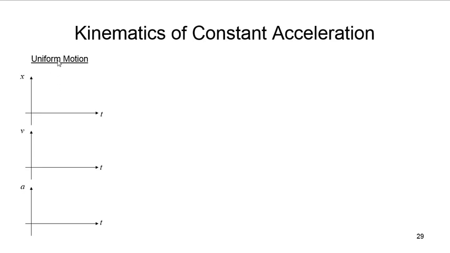So let's review what is uniform motion. What does a position graph look like for uniform motion? What does the velocity graph look like? What does an acceleration graph look like? Just a generic one. Try to just guess. Press pause and try to guess.